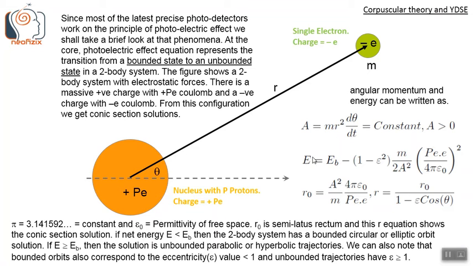If the net energy E is less than EB, then this two-body system has a bounded circular or elliptic orbit solution. If E is greater than or equal to EB, then the solution is unbounded. It will be either a parabolic or a hyperbolic solution. We can also note that the bounded orbits correspond to eccentricity epsilon less than 1, and the unbounded trajectories have epsilon greater than or equal to 1.